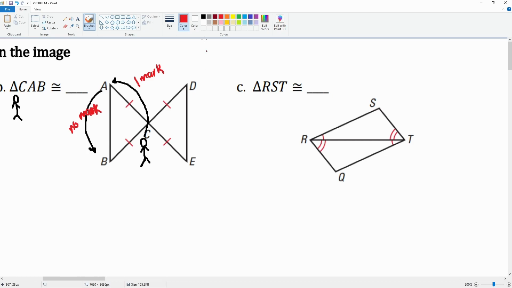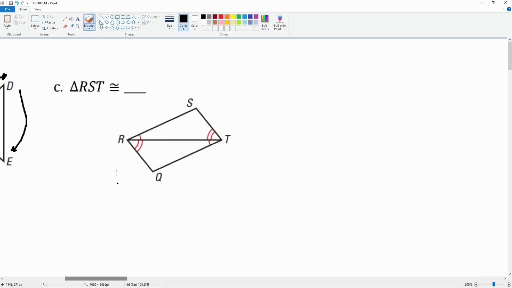All right. So where should we put the person here? If we put the person here, we want to put the person also on C. And he goes through 1 mark, then he passes through no marks. So triangle CDE would work.